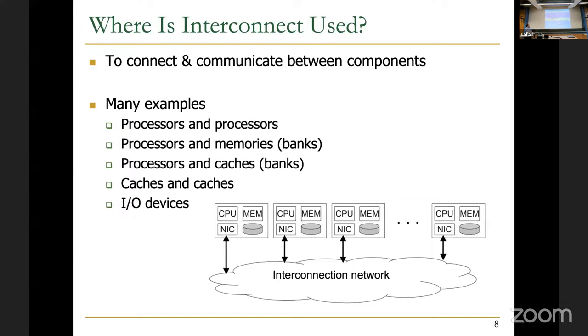Basically, the first question that we want to answer is where is interconnect used? Interconnect is used to connect and communicate between components. There are many examples you can think of. Processors and processors: when different cores want to communicate, we should use interconnect. In some systems, we need to communicate between processors and memory banks, so we need interconnect for that. Communication between processors and cache banks, we also need interconnect. Also, sometimes we have non-uniform cache access, NUCA, where caches communicate with each other, so we need interconnect for that, or also IO devices. So basically we need interconnect almost everywhere.